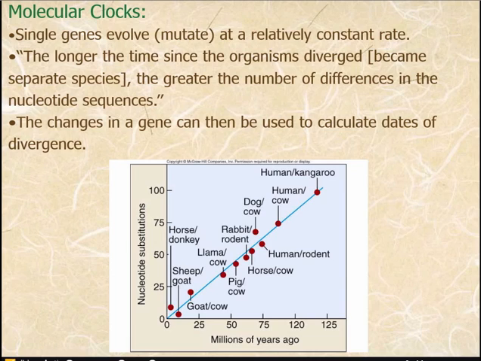So scientists can calculate how many mutations separate, say, a human from a kangaroo or a human from a cow. And then they can use that separation to calculate how long ago they separated on the tree of life.